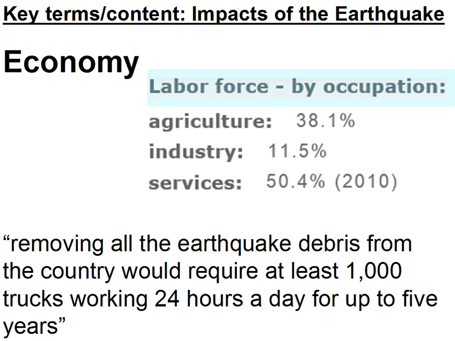As it is, Haiti is quite a poor country, and we can see that about 38% of people work in agriculture and about 50% of people work in services. So that dependence upon agriculture has been massively affected by the earthquake, and the services, so forth.